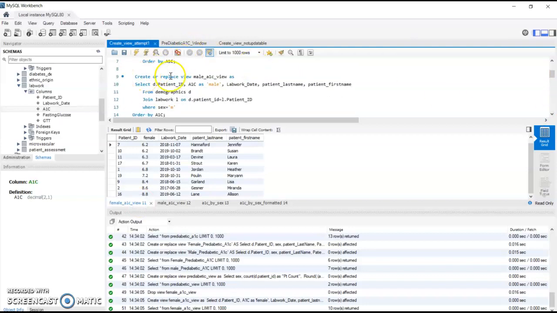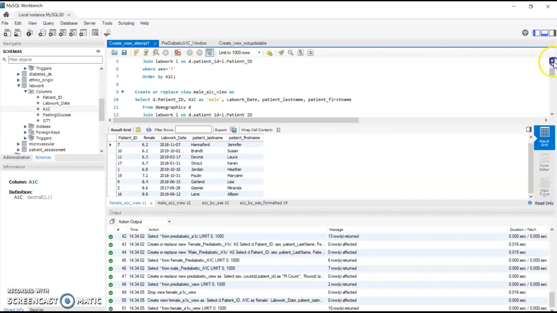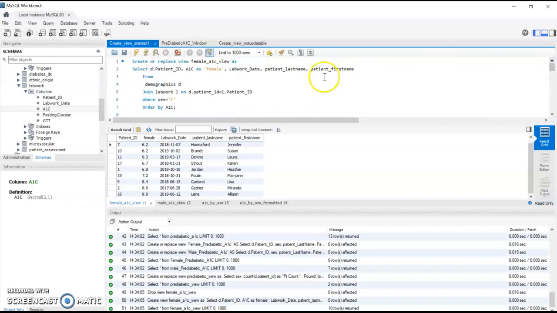that creates or replaces the view. I have my A1C, my lab work date, my patient last name, patient first name. I joined my tables and pulled sex where my sex only is M or male. And I did the same thing for my females, except my sex was F. So I ended up with two tables, a female and a male.